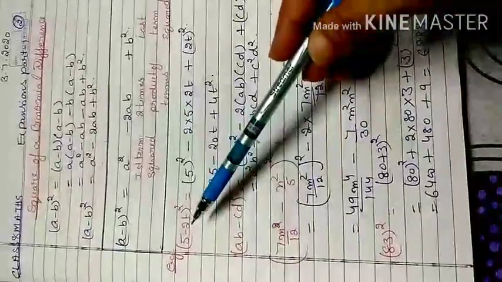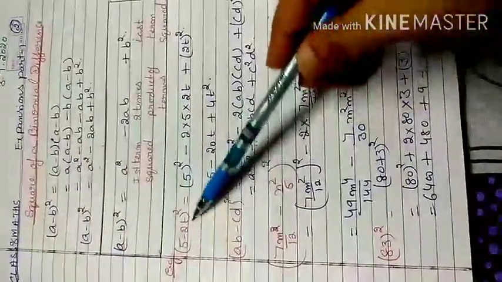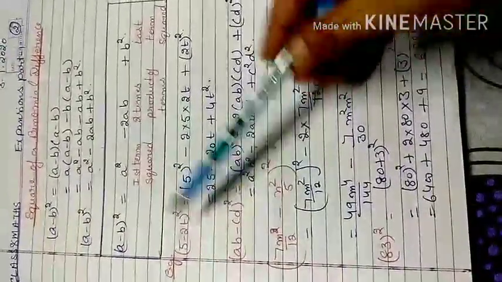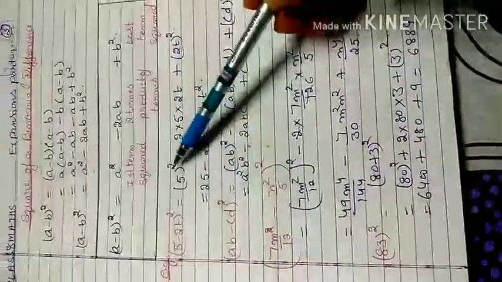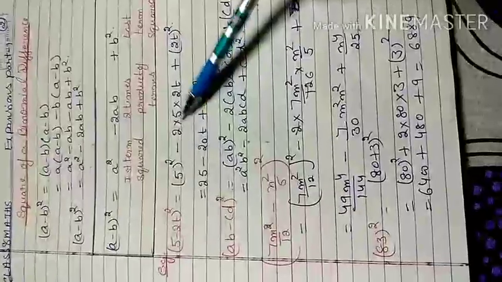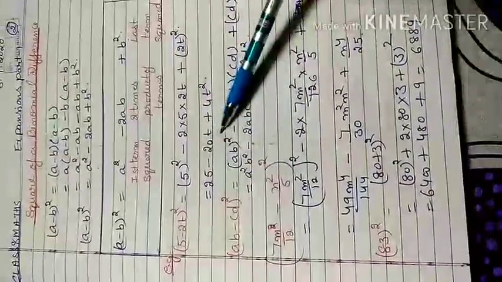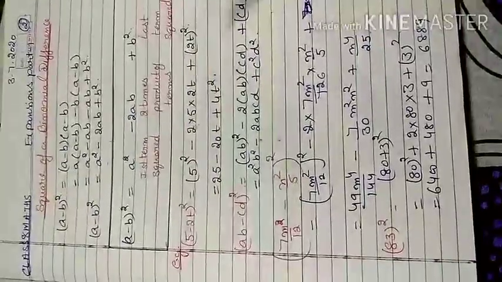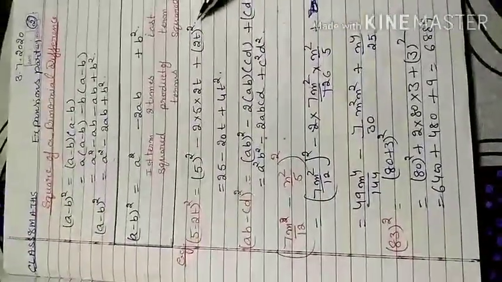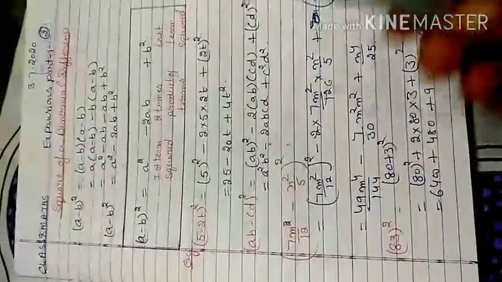Similarly you have to do the same thing: 2 times the product, multiply these two terms, 5 into 2t, and the last term whole square. 5 square is 25, this is 4 into 5 is 20, minus 20t, and (2t) whole square means 2 separately goes with the square and t separately goes with the square, that is 4t square.